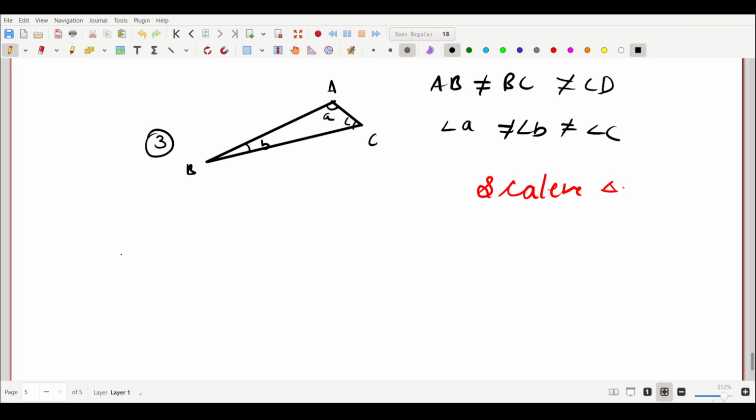That's a scalene triangle. And the fourth kind of triangle is a right angle triangle. From the name itself, it is very clear. One of the angles is 90 degrees.